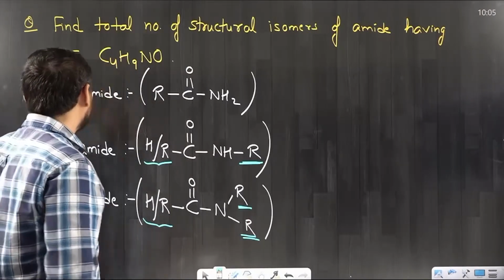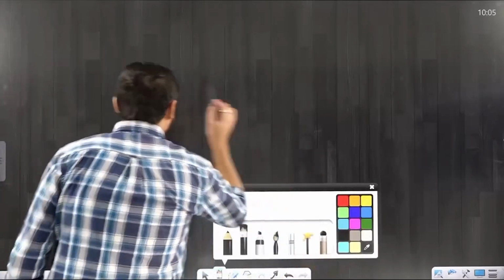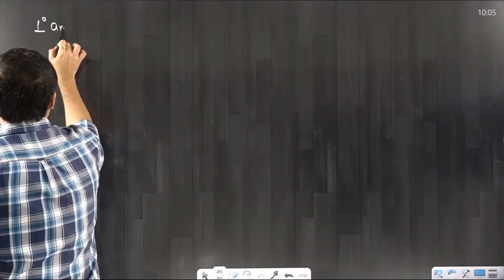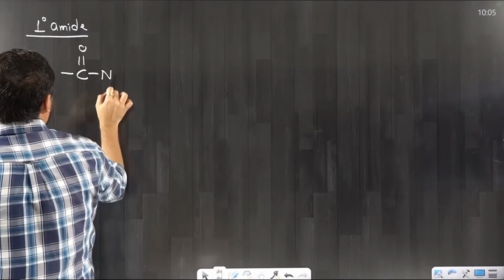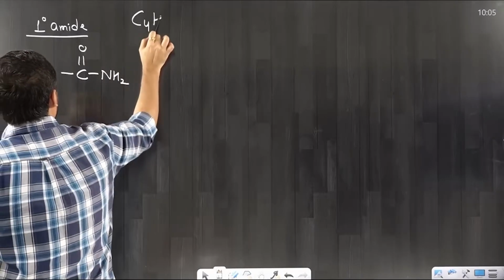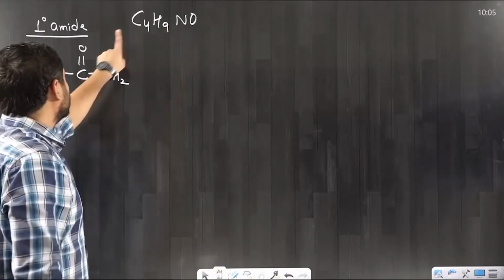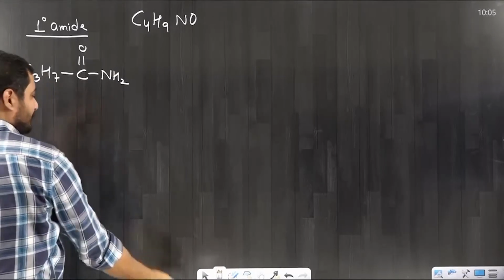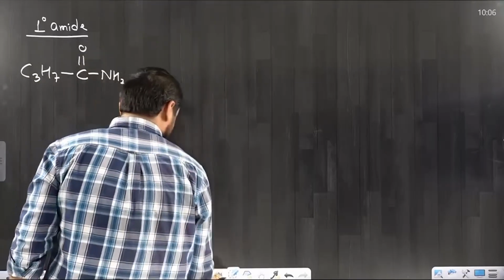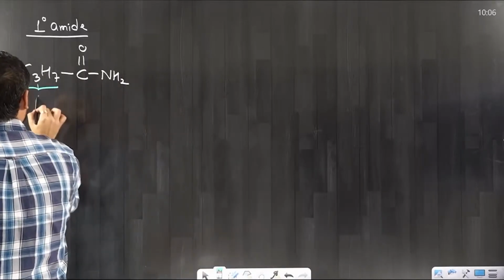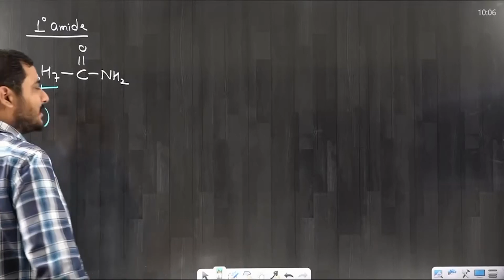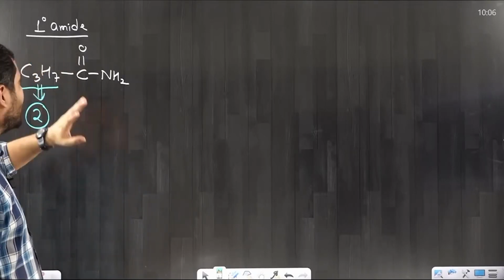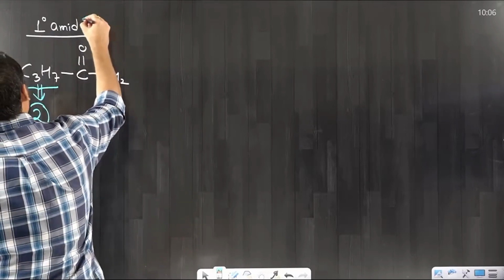So if I write for C4H9NO, first I will write primary amide. So in primary amide, what I have to fix? C double bond O NH2. Formula is C4H9NO. So 1 carbon is already involved. How many carbon are left? 3 carbon. So C3, and how many hydrogen are left? 7. Now for C3H7, how many isomers are possible? Only 2 structural isomers are possible. One is normal propyl and one is isopropyl. So how many primary amides are possible? Only 2 primary amides are possible.